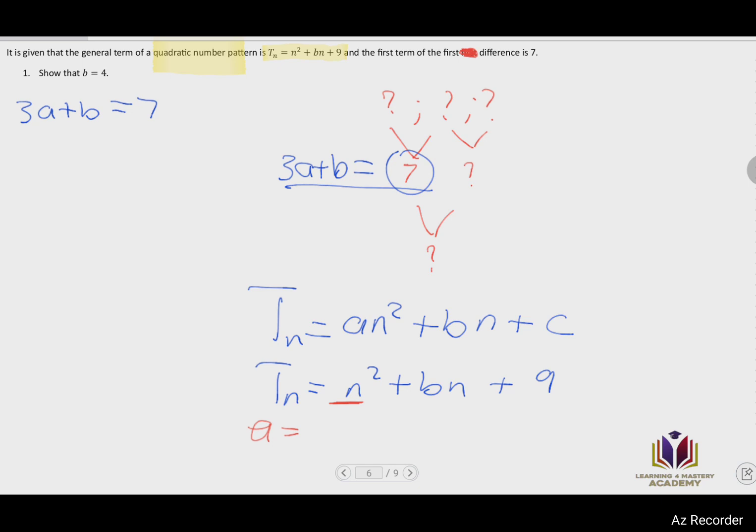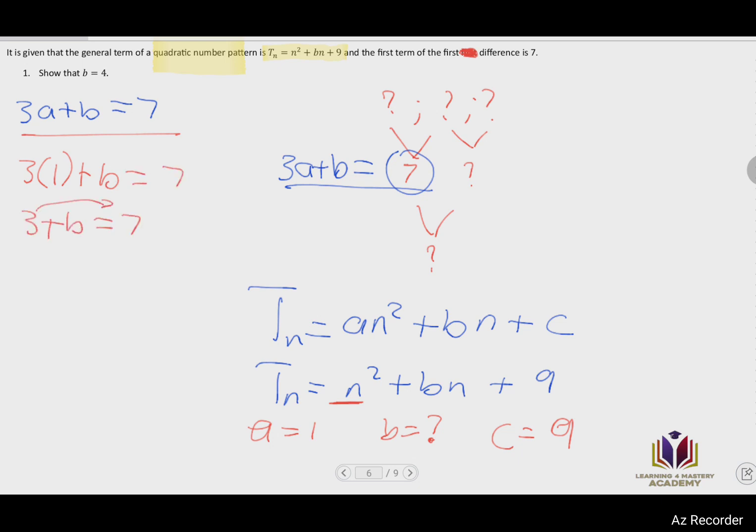Remember the invisible 1 rule. It's going to be 1. Our B is a question mark because that's what we're calculating for. Our C is going to be equal to positive 9, right? What do we need here to calculate for B? We need A. So we're going to say 3(1) + B = 7. This is going to give us 3 + B = 7.